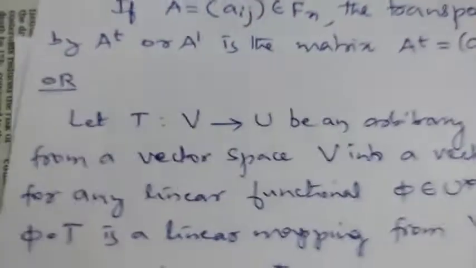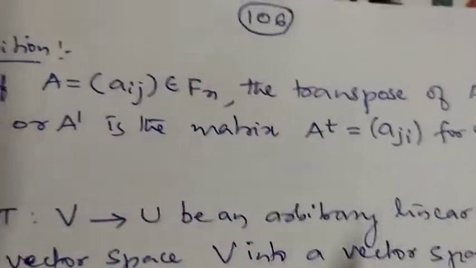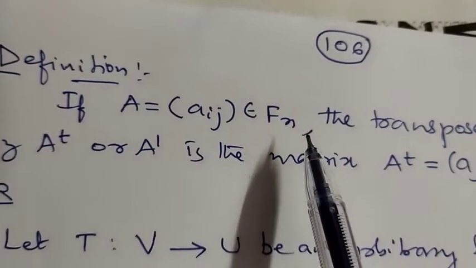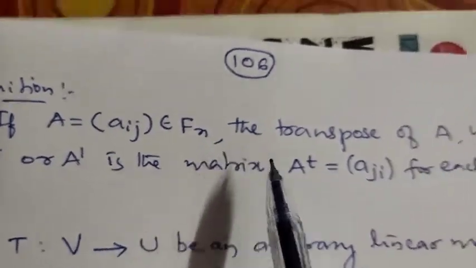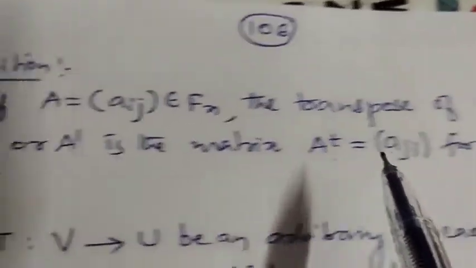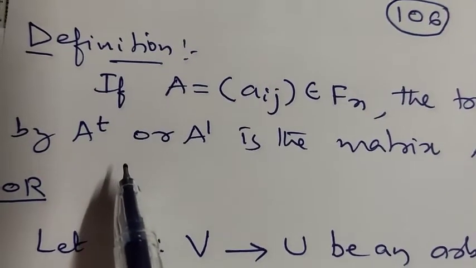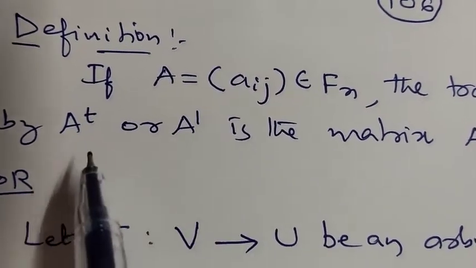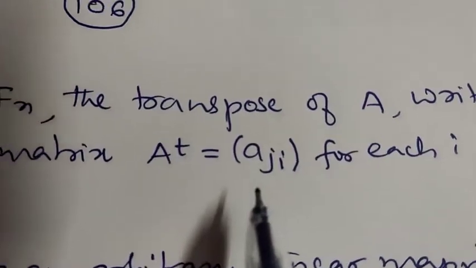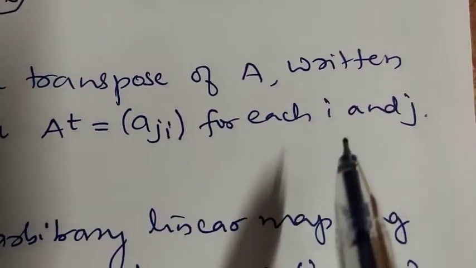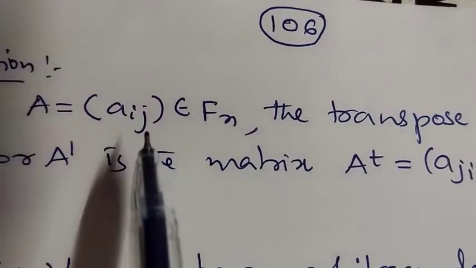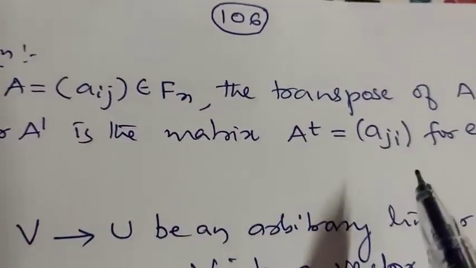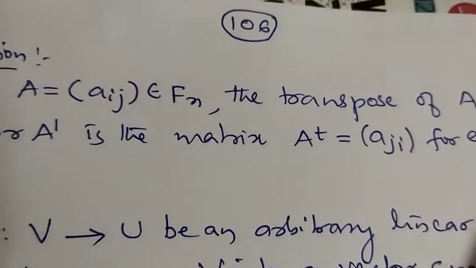If A_ij belongs to F, meaning it is an n cross n matrix with entries in the field F, then the transpose of A is written as A prime or A^t. The matrix A^t is given by A_ji for each i and j. If A is A_ij, then A transpose is A_ji for each i and j.